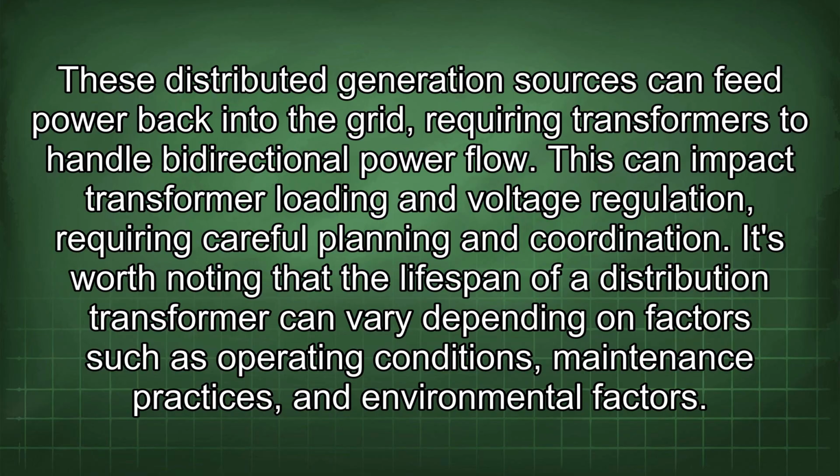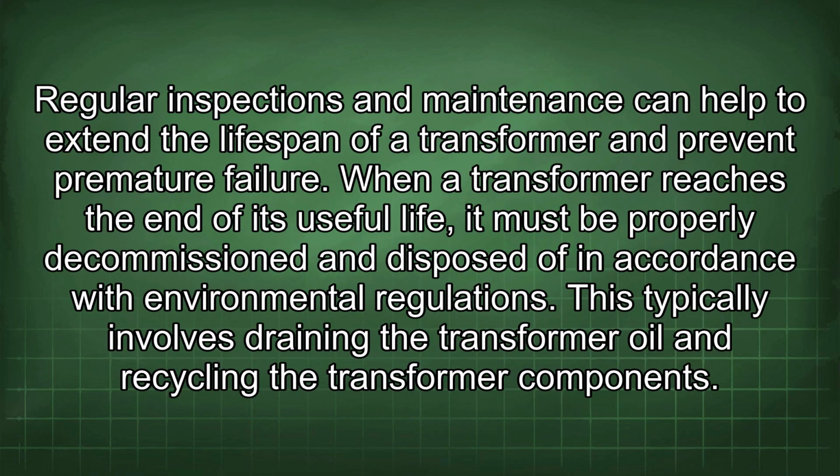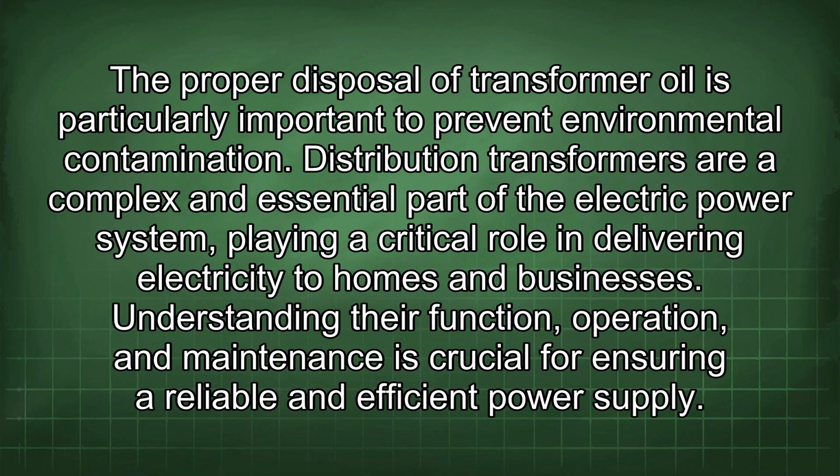It's worth noting that the lifespan of a distribution transformer can vary depending on factors such as operating conditions, maintenance practices, and environmental factors. Regular inspections and maintenance can help to extend the lifespan of a transformer and prevent premature failure. When a transformer reaches the end of its useful life, it must be properly decommissioned and disposed of in accordance with environmental regulations. This typically involves draining the transformer oil and recycling the transformer components. The proper disposal of transformer oil is particularly important to prevent environmental contamination.